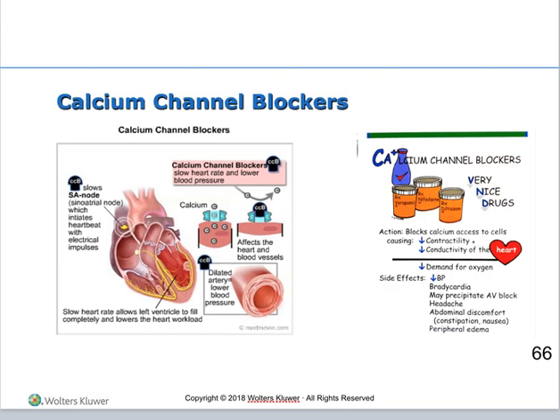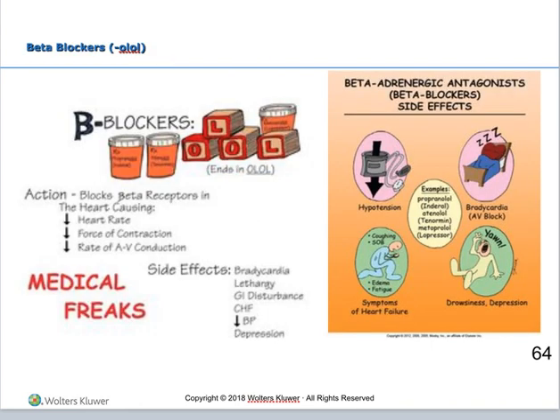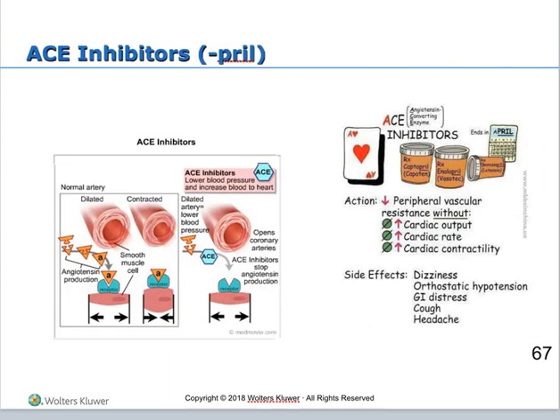From there, we've got our ACE inhibitors. Remember, these all end in pril. And oh, I apologize. I forgot to remind you with the beta blockers, they all end in olol. So our ACE inhibitors all end in pril.